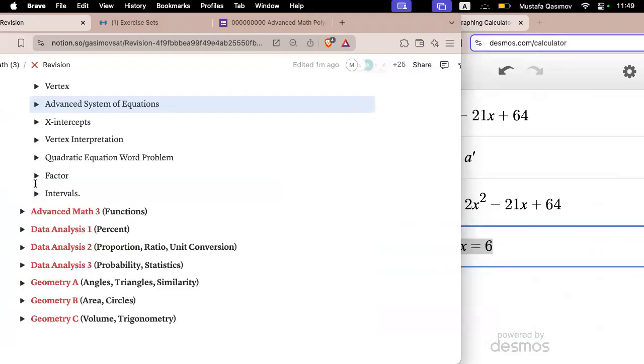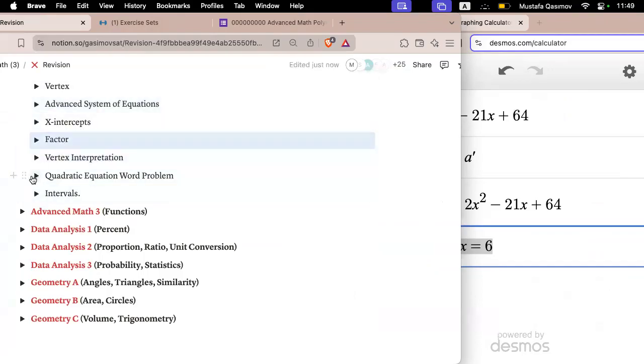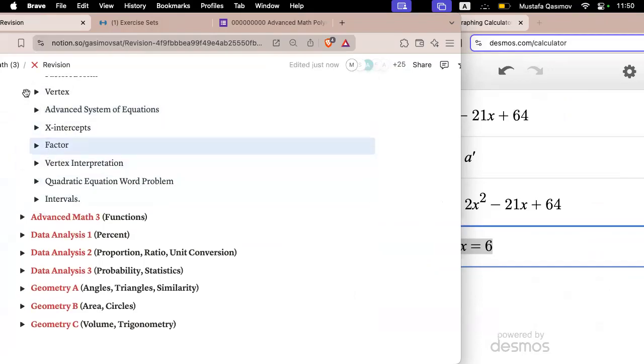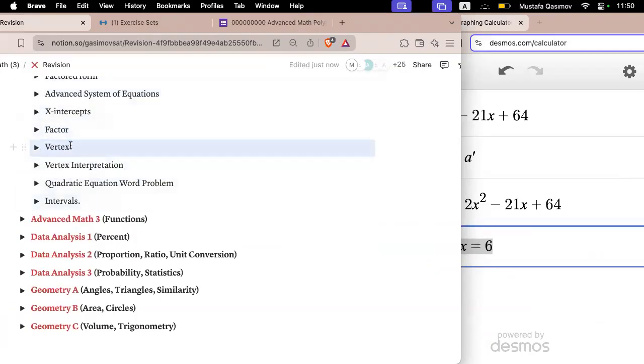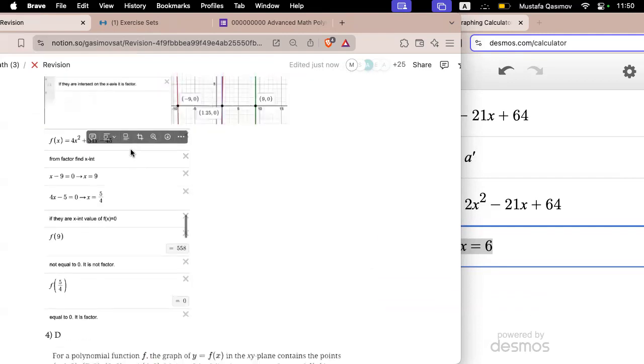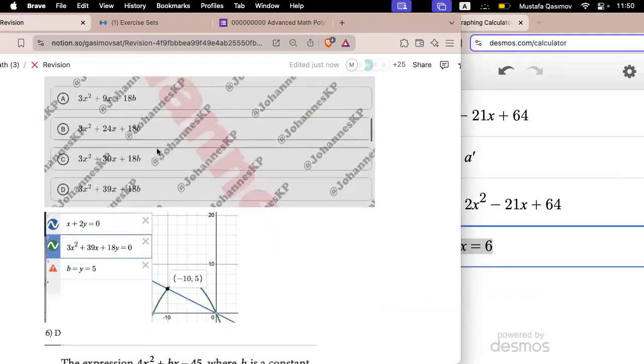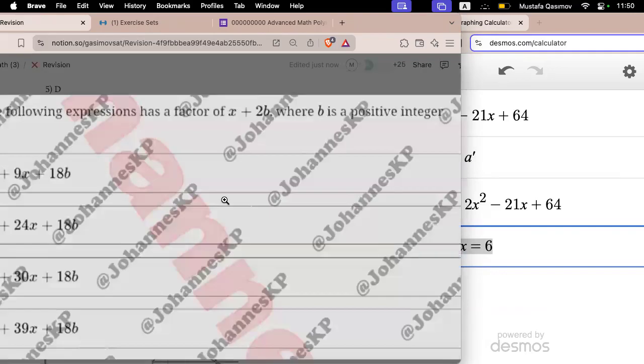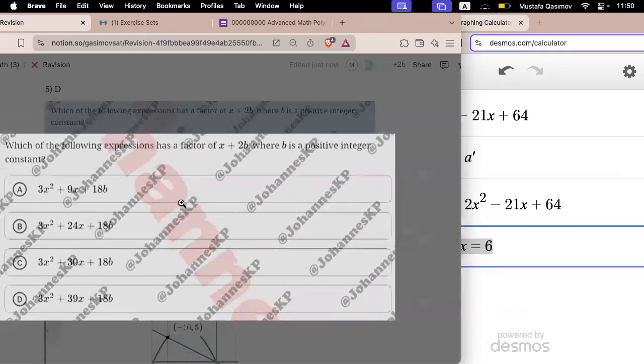Vertex. We have vertex. We have factor. Let's look at factor first. Then let's look at vertex. Then vertex interpretation. Okay. Look at this question for 1 minute.